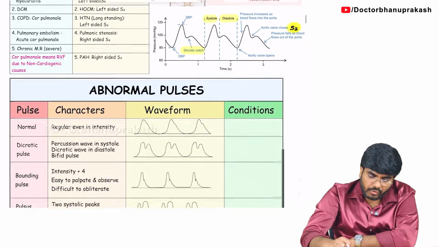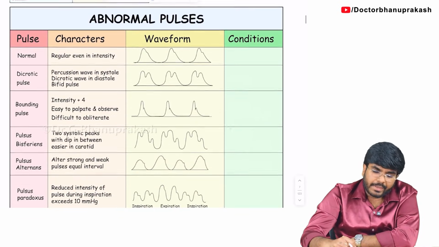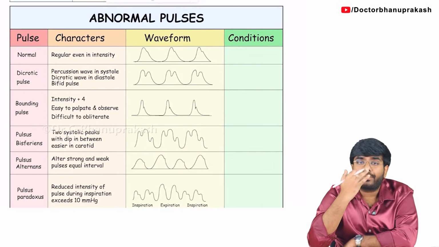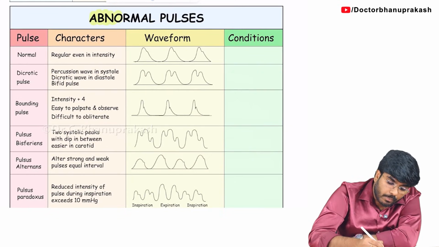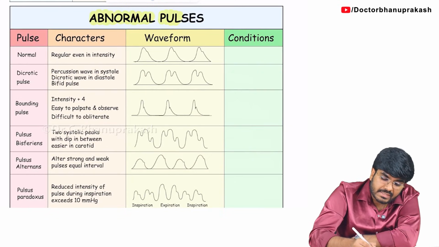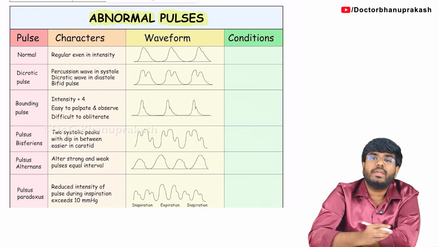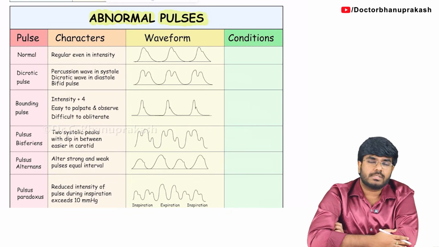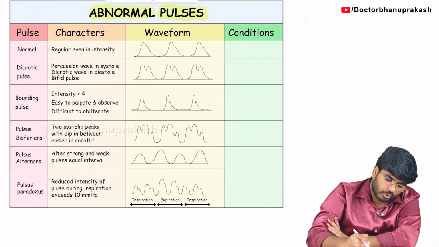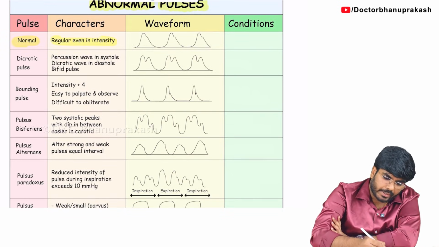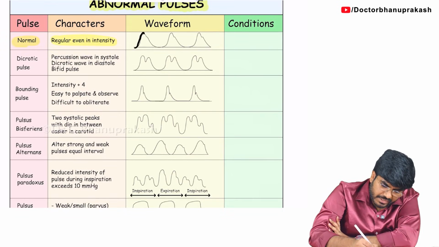Now this is normal. If you know normal, in your medicine, in your pathology, you will be studying about the abnormal pulses, the diseases where the pulses are going to be looking different. The morphology of the pulses is going to change. For example, this is the normal regular pulse with a normal intensity. The pressure is rising and decreasing with the dicrotic notch, something like this.